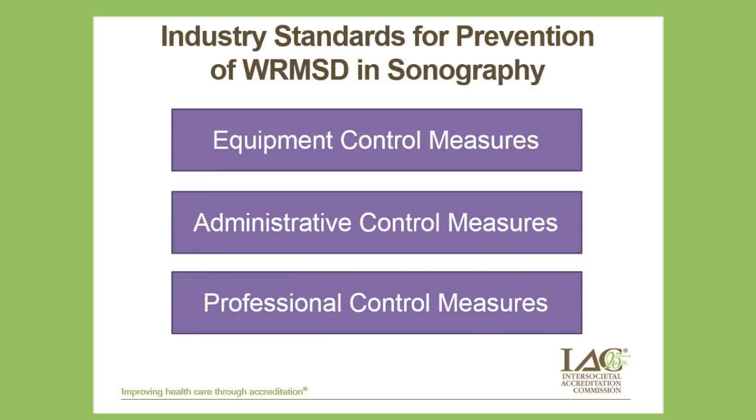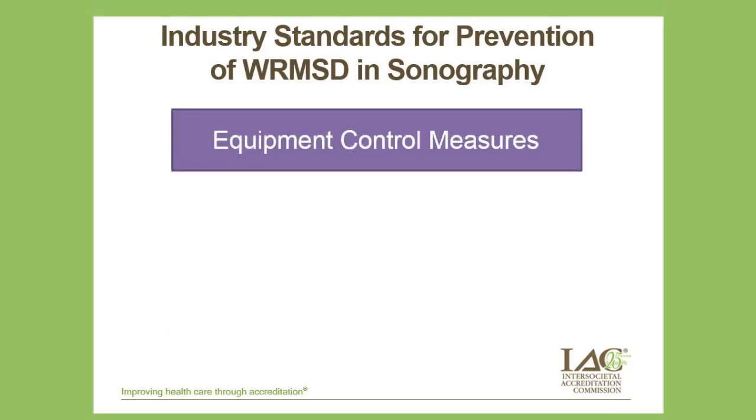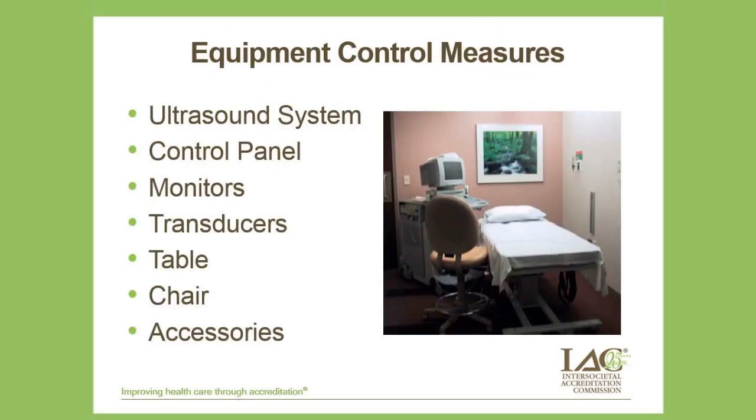Now, they sort of divided things into three areas, and I find it very useful to structure things this way. You can look at equipment and what you can do to equipment to reduce risk. You can look at administrative controls and what you can do to reduce risk there, and then also professional controls. And that's where each of us comes in, because what we do in monitoring our habits is probably the thing we have the most control over. So let's look at equipment control measures first. These include things like ultrasound systems, control panels, the monitors, the transducers, tables, chairs, and other accessories.